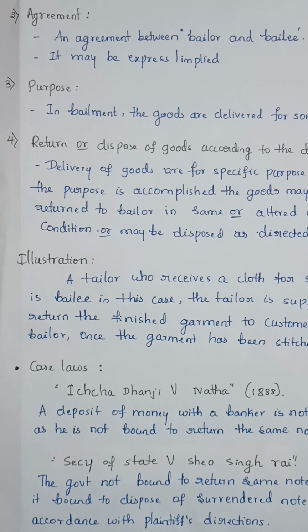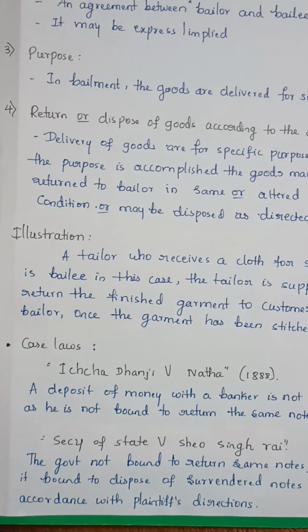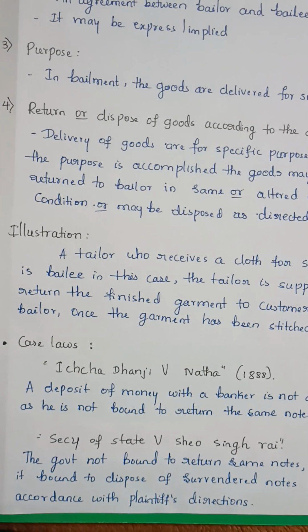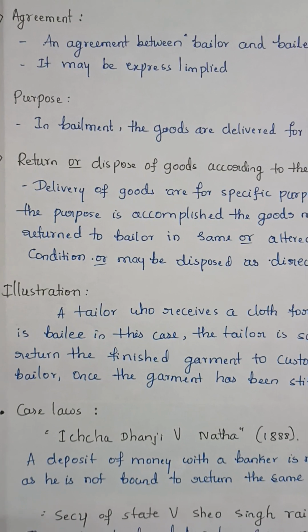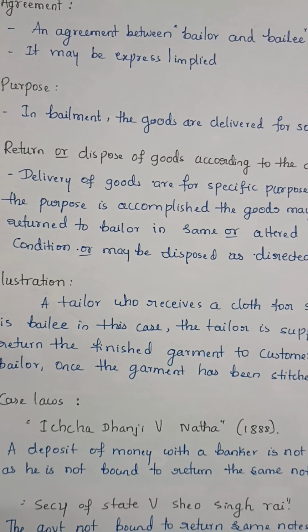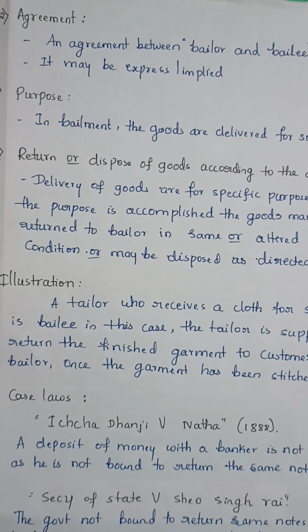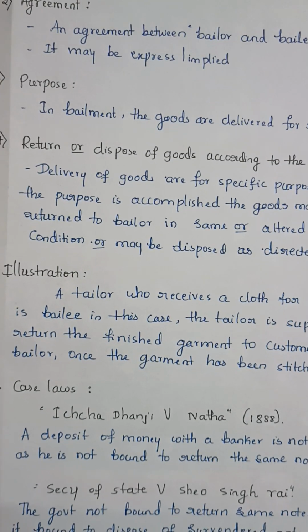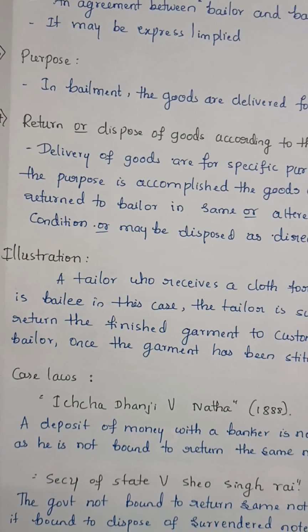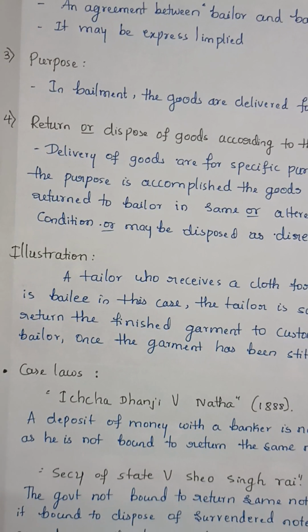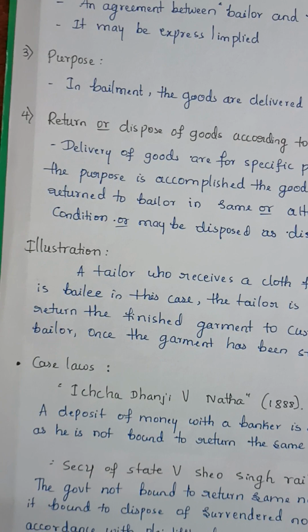So the second essential is agreement. Every contract includes an agreement. The agreement between two persons, the bailor and bailee, may be express or implied. The third one is purpose. Every act is done for a particular purpose. So in bailment, the goods are delivered for some purpose only. The last one is return or disposal of goods according to the directions. The delivery of goods is for a specific purpose. After the purpose is accomplished or completed, the goods may be returned to the bailor in the same or an altered condition, or may be disposed of as directed by the bailor only. So that one is return.